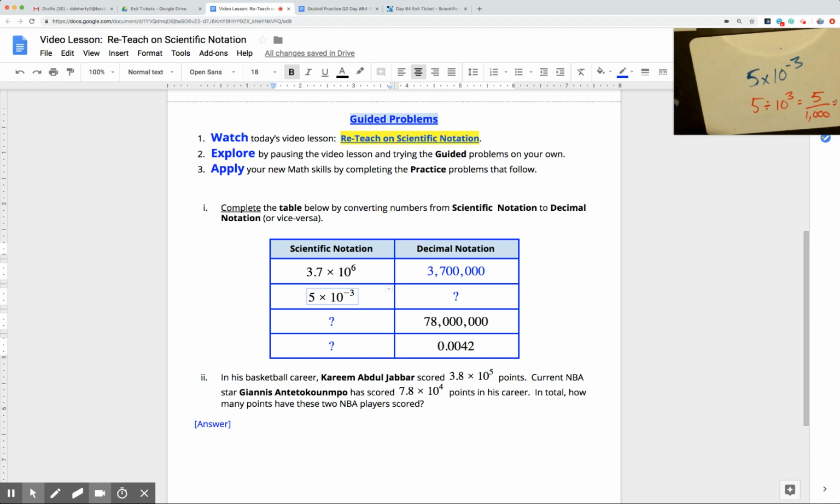5 divided by 1,000, put that into a calculator, you're going to see 0.005. You'll notice, even though the exponent negative 3 tells us to divide by 3 copies of 10, the first time we divide by 10, that decimal point just moves to become 0.5. The next 2 copies give us those 2 zeros. So it's a little tricky. 10 to the negative third doesn't have 3 zeros. It only ends up having 2 zeros after the decimal point.